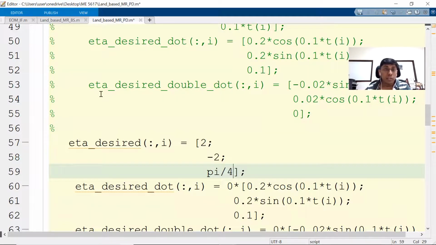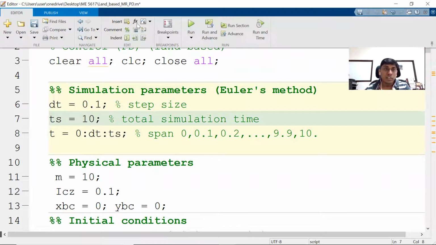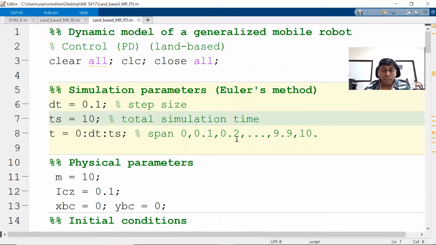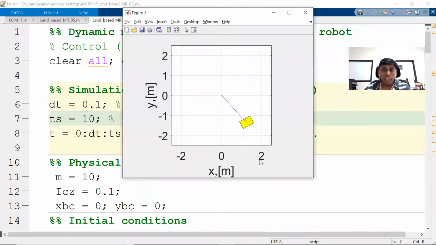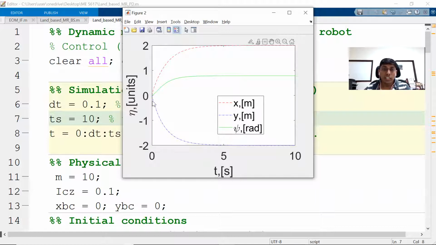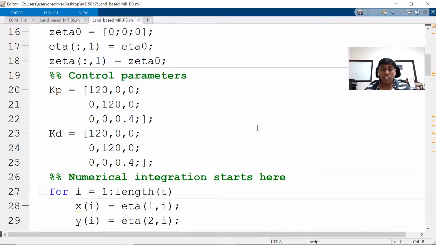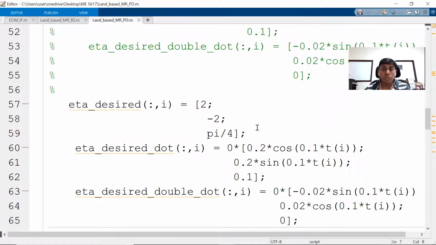Now I need not run that far, so I'm giving 10 seconds and running this. You can see that the vehicle is trying to go 2 meter longitudinally, -2 laterally, and 45 degrees, right? It has happened. Since it is a dynamic control, we assume that all the states are controllable, so it is maintaining. You can see it is going to pi by 4, 2 meter, and -2 meter, right? You can even try every other case, and these are all going to work.